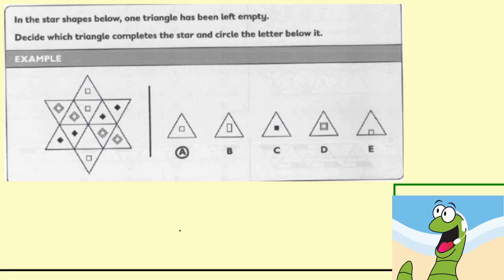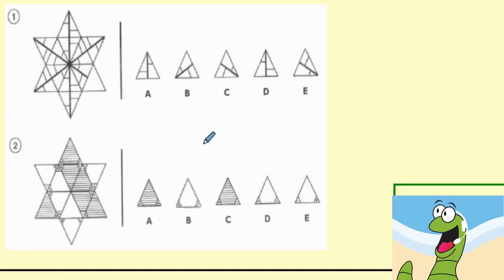Right, let's start. Question 1. Things to remember: we've got these great big diagonal lines going through the center, and it doesn't really make a difference. We do notice that these lines go through all of our shapes. All right, the answer to this one is C.